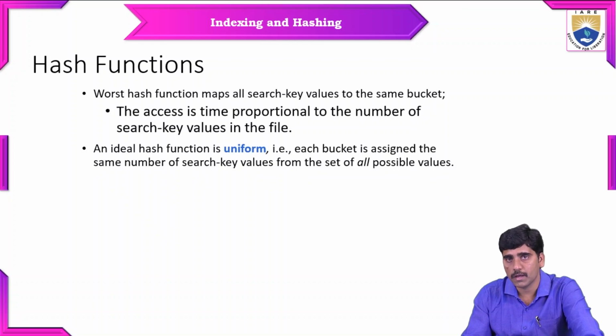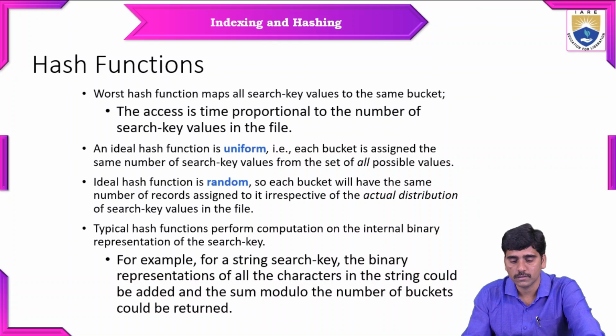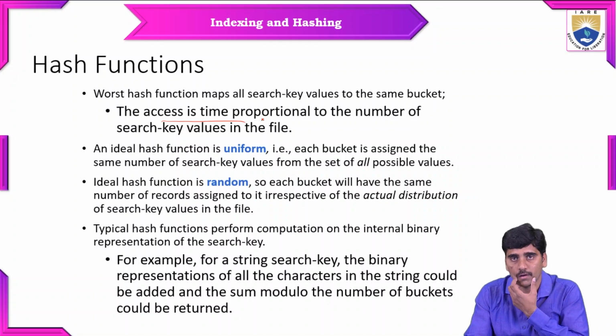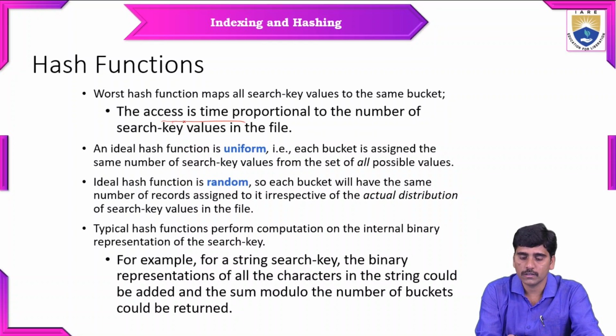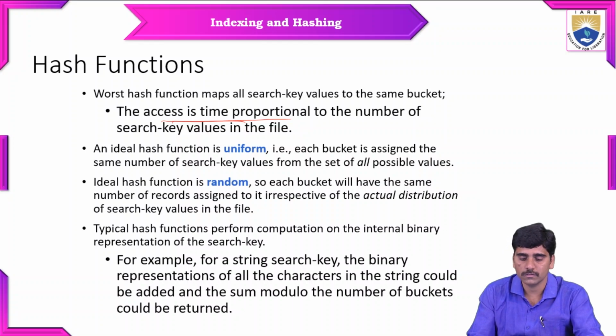A worst hash function maps all search key values to the same bucket. In the previous slide we said that all the search key values are mapped to the same bucket. In that case we need to assign the search key values to different buckets. Here the access time is proportional to the number of search key values in the file. So an ideal hash function is uniform.